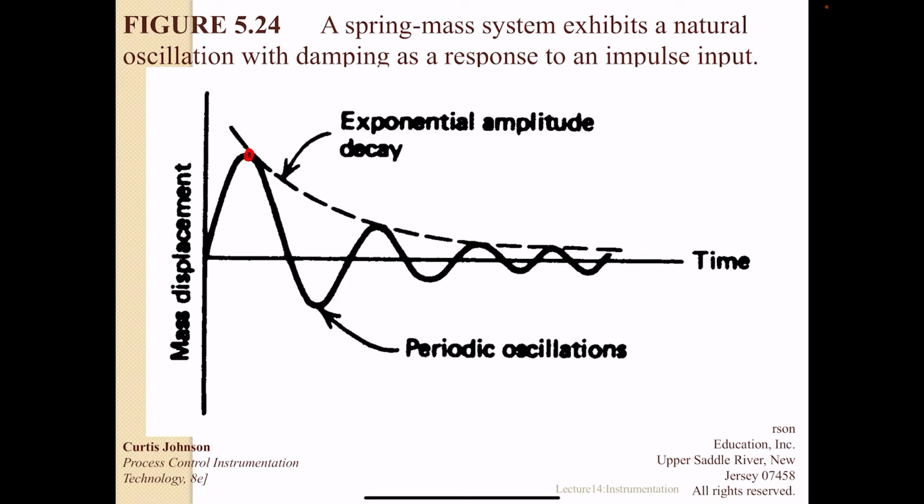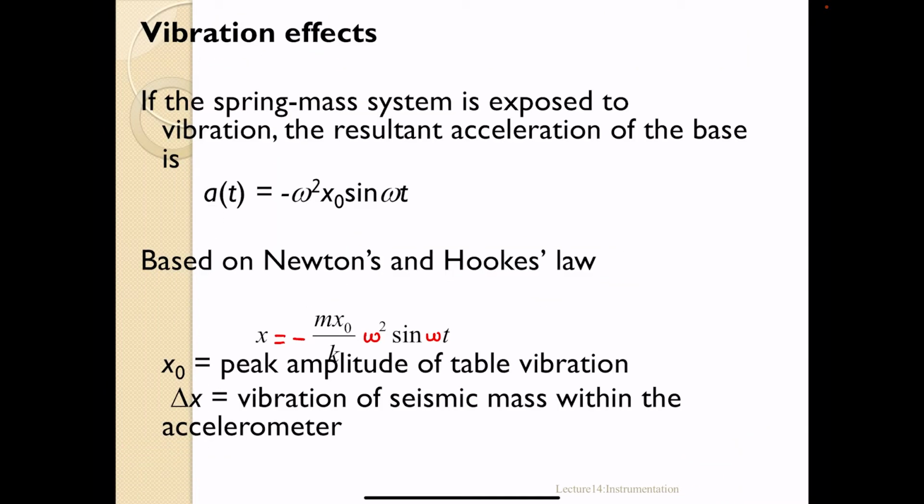The point here is x naught, the maximum amplitude. The exponential amplitude decay is described by exponential negative alpha t, and the periodic oscillation is described by sine 2 pi fn t. The accelerometer can be used to measure vibration. The spring mass accelerometer can be used to measure vibration.